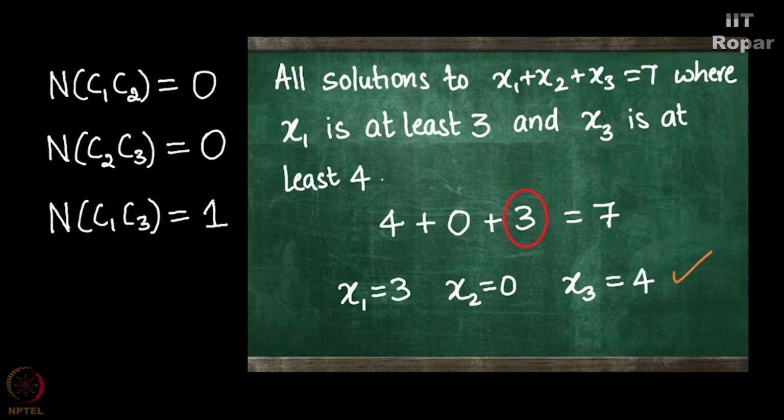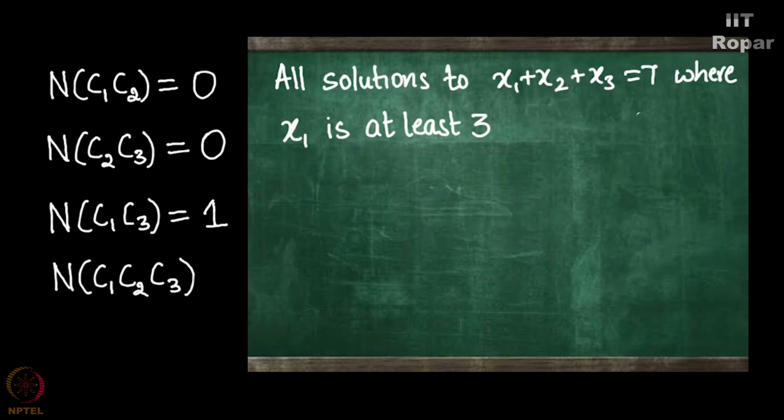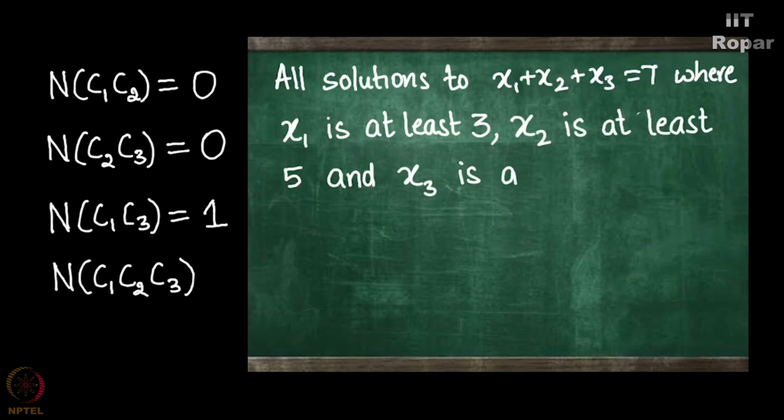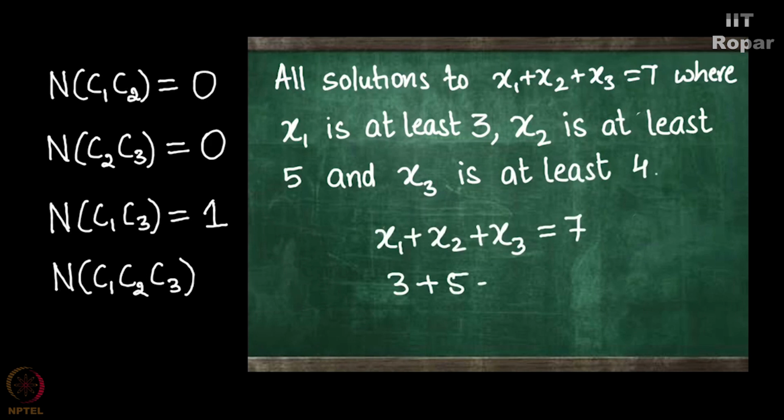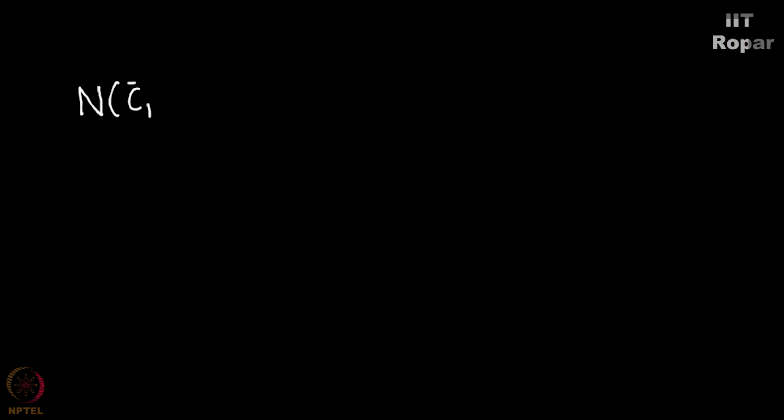Now, what about n of C1, C2, C3? If all three conditions must be satisfied, that x1 must be at least 3, x2 at least 5 and x3 at least 4, then the sum is going to be at least 3 + 5 + 4, which is 12, which is an invalid solution, and hence n of C1, C2, C3 is 0. Now, the question is, how many solutions exist for this equation with these conditions? Right? So, what do we have to calculate? N of C1 bar, C2 bar and C3 bar.